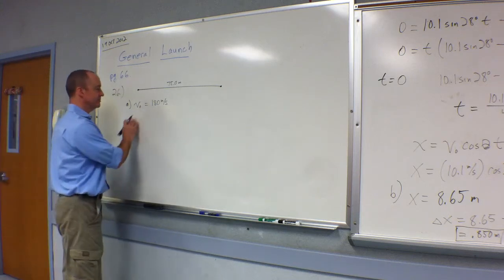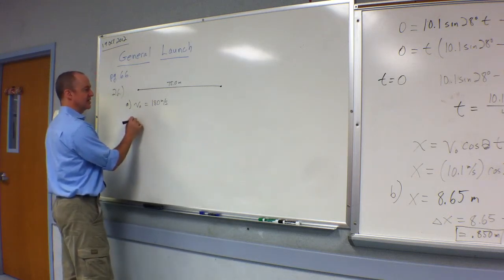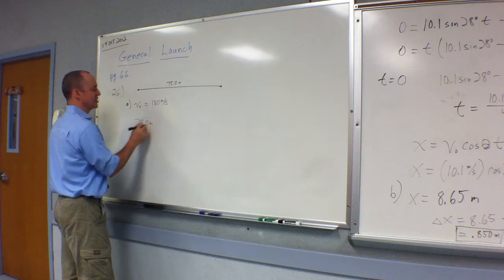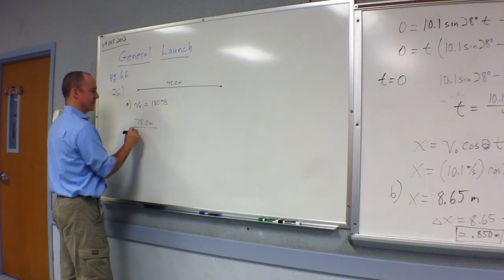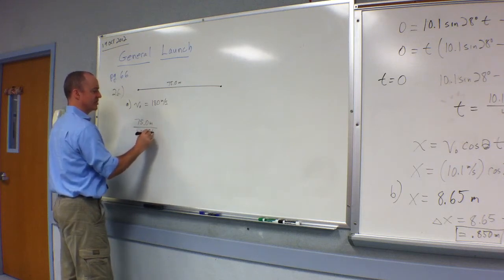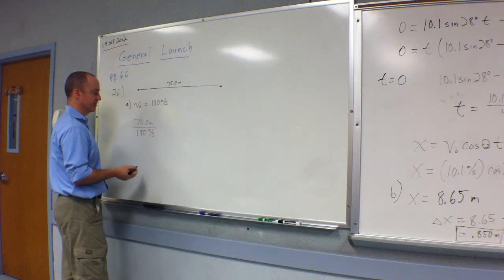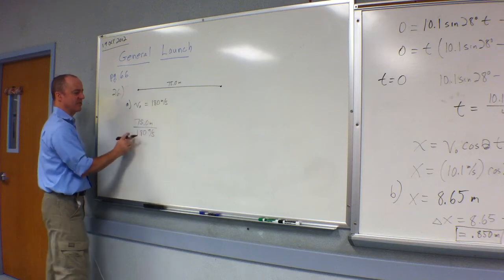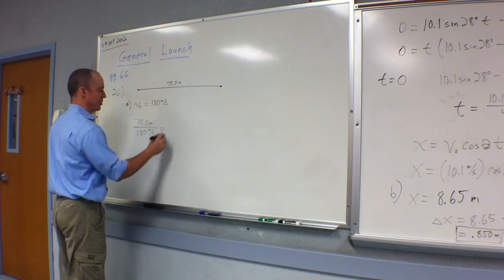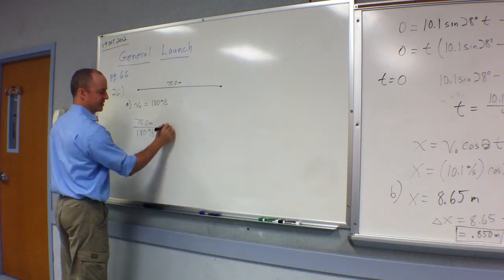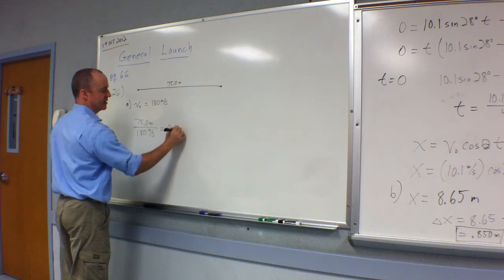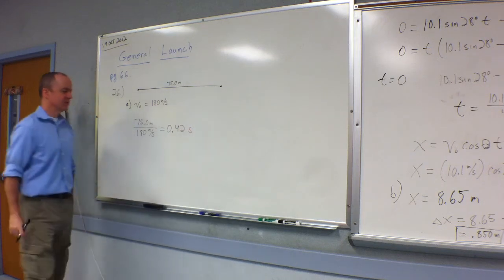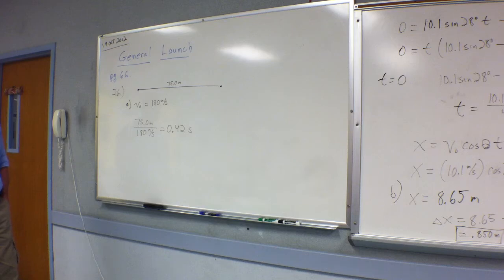So you just did 75.0 meters divided by 180 meters per second? So what I did, it amounted to that, yeah. Right. If you divide the distance by the rate, you'll always get the time. And what did you get for that? 0.42 seconds. Any questions on that?